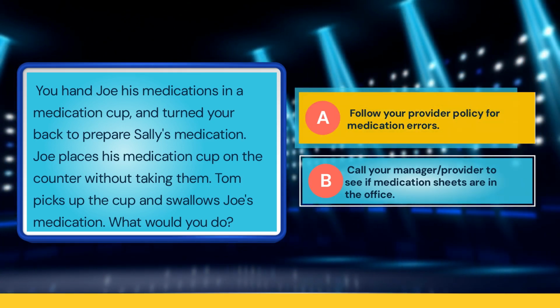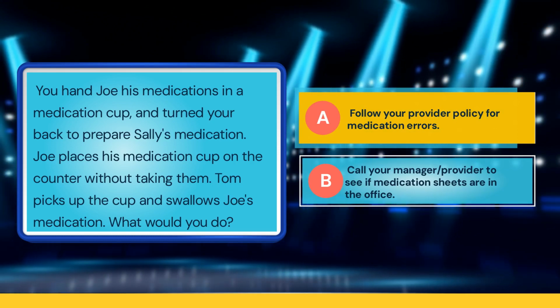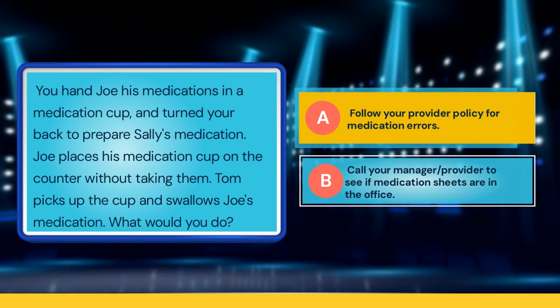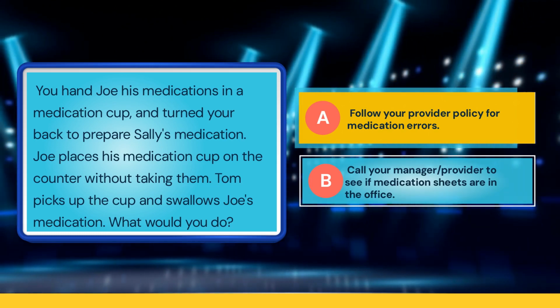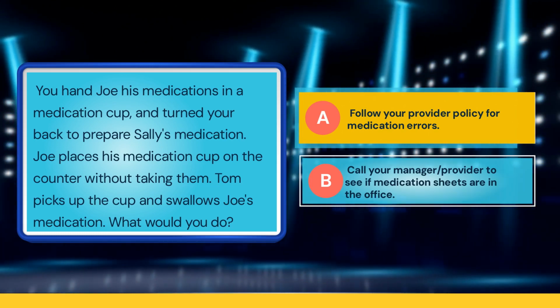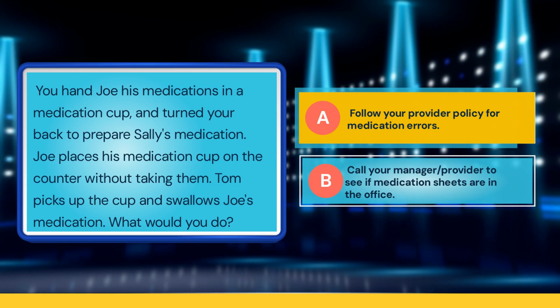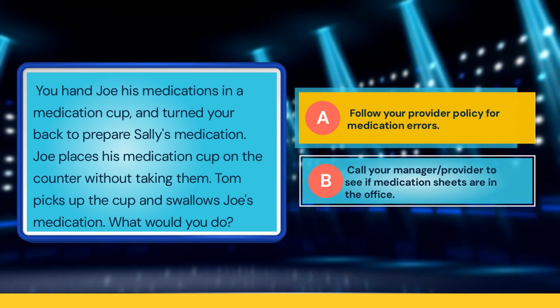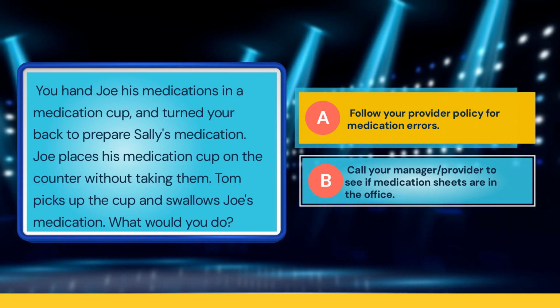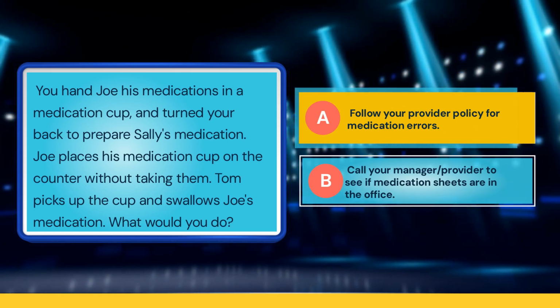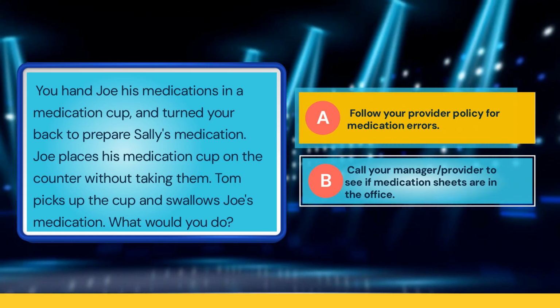The answer is letter A. Follow your provider policy for medication errors. This scenario has multiple levels. First, you should always prepare one person's medication at a time, and prepare one medication at a time. You are also required to make sure the person swallows the medication and document immediately after administering the medication.